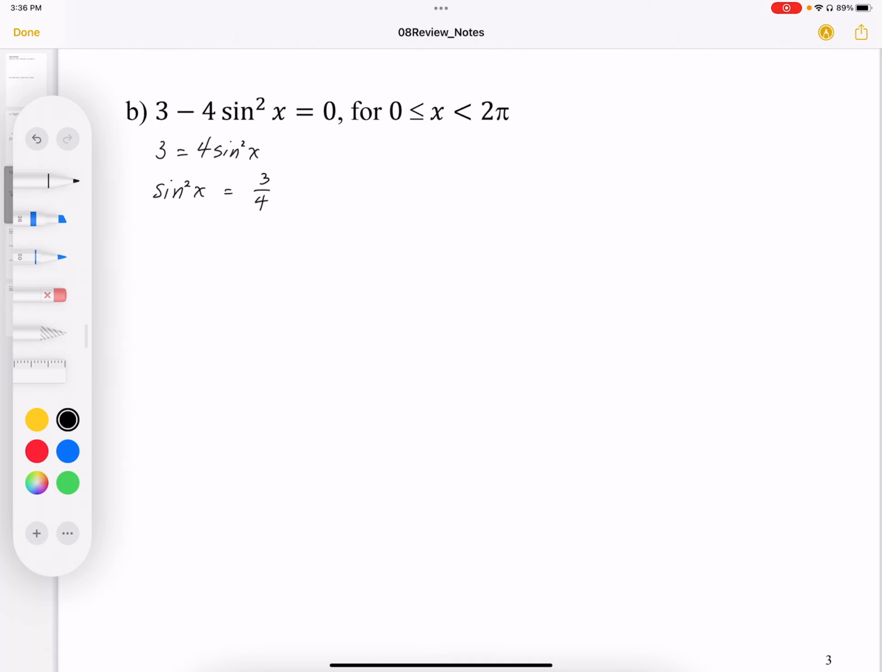And then I need to undo the square with the square root. But when I do this, I end up with sine x, and I have to remember that I'm going to get a plus and minus for this. And since the square root of 4 is 2, this becomes plus minus square root 3 over 2.